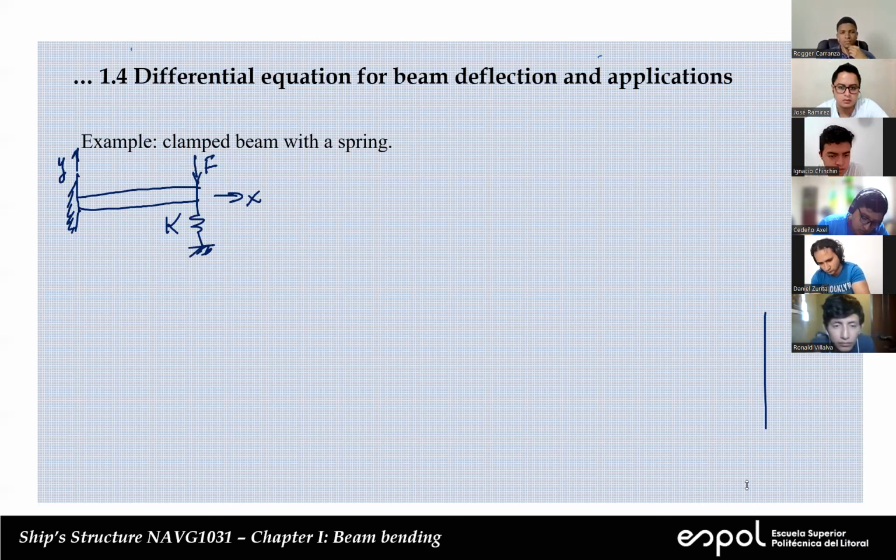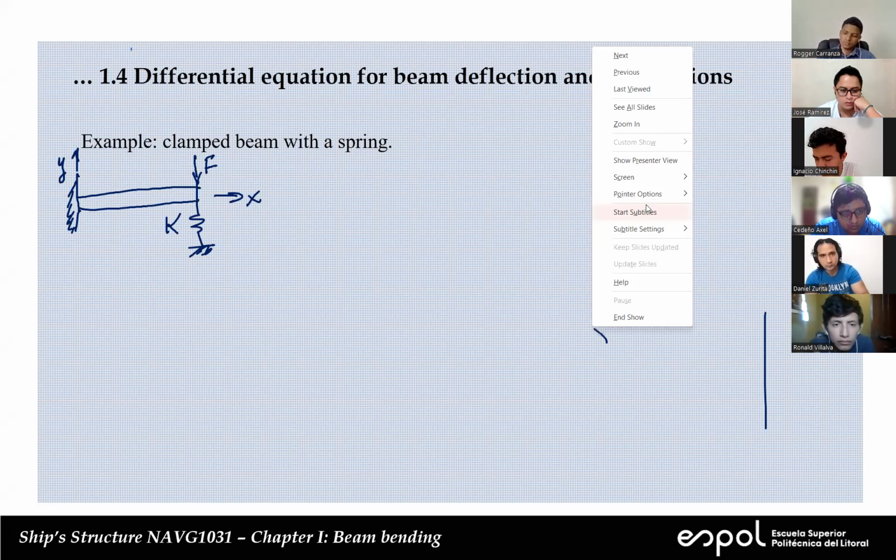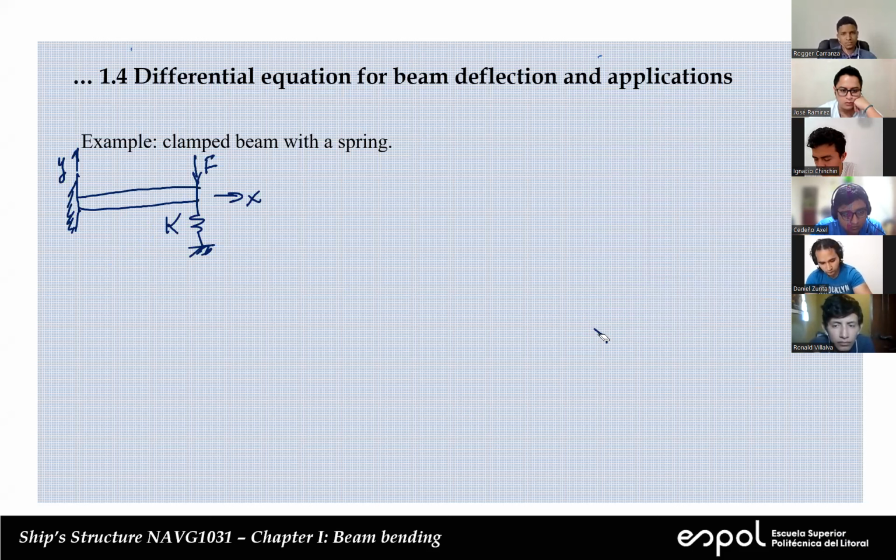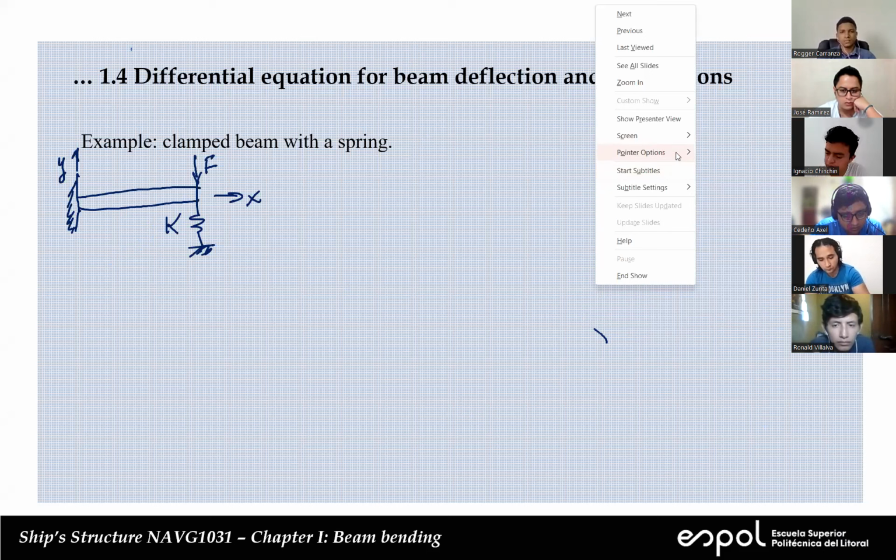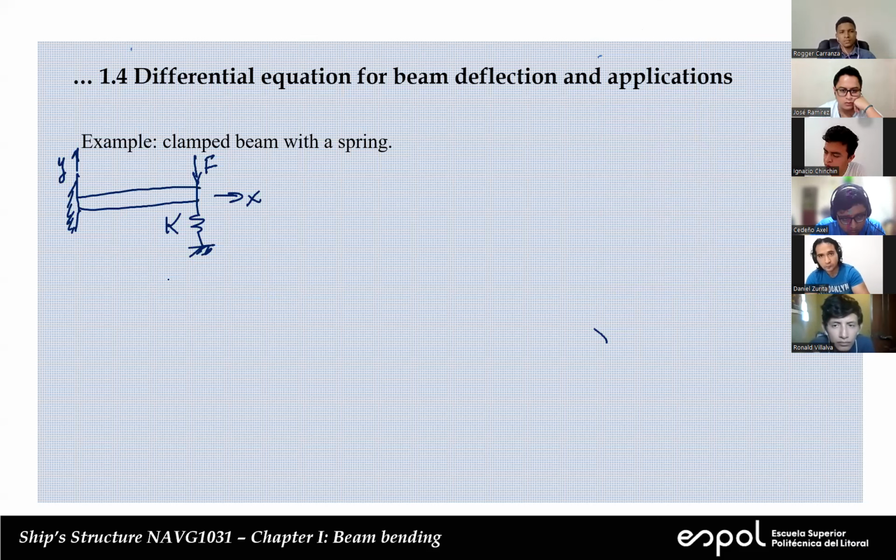Ms. Poveda, is this a determinate or indeterminate beam case? Pardon, Ms. Poveda, I'm sorry. Is it determinate or indeterminate? I think it's determinate. How many reactions do you have? Five.